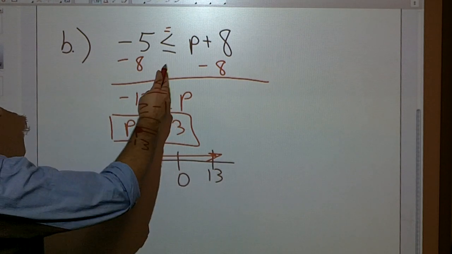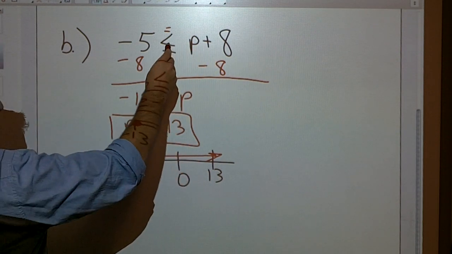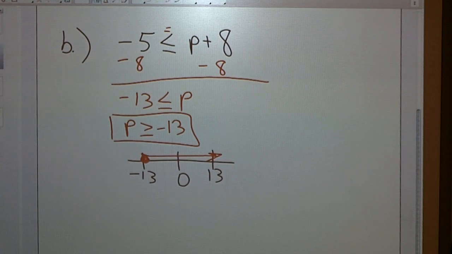Again, you can check it, plug 0 in. 0 plus 8 is 8. 8 is greater than or equal to negative 5, so we know we've got our answer correct.